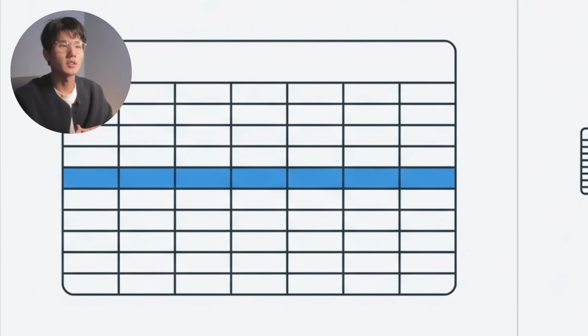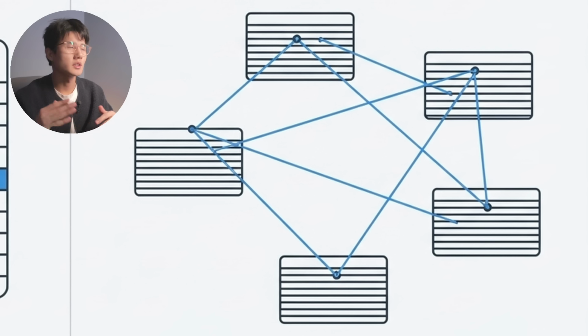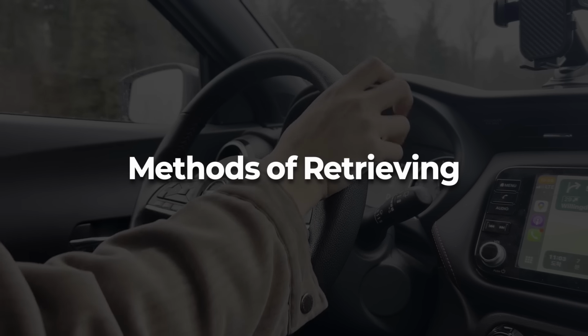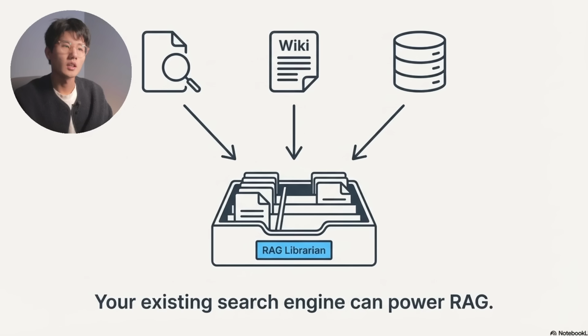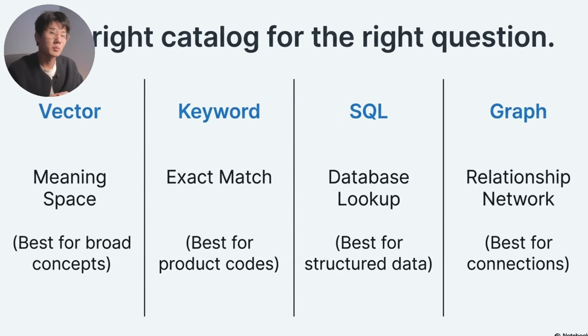Then there are SQL queries against a normal database. If your data is structured, rows and columns, the librarian just runs a database query. No vector database is needed. This is how most company data is already working. Now there are graph queries. If your data is about relationships, who is connected to what, graph search follows those connections. I'm going to talk more about this later. Even your company wiki's built-in search can serve as a retrieval layer for RAG.